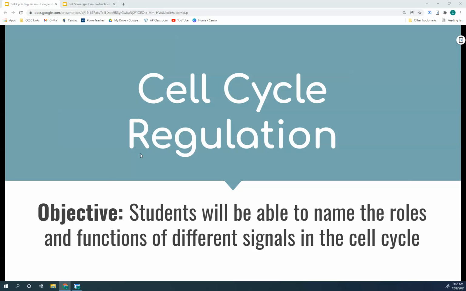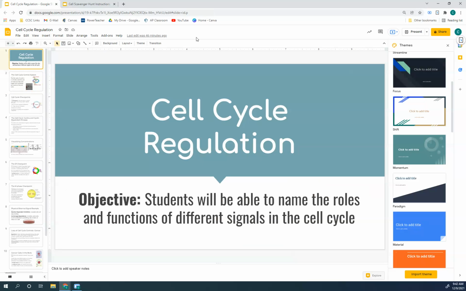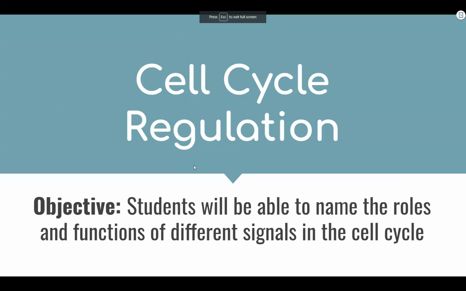We are going to be talking about cell cycle regulation today. So we talked about what the cell cycle was, and then we went through the process of mitosis. Yesterday, we talked about the evolution of mitosis and the process of binary fission.